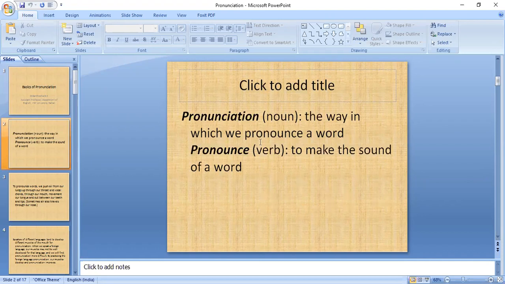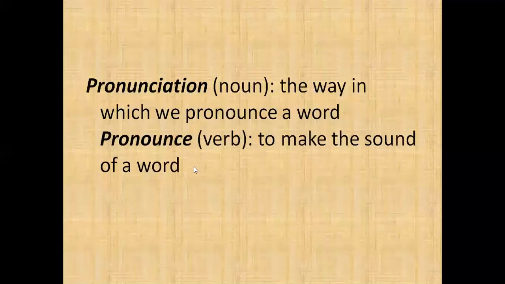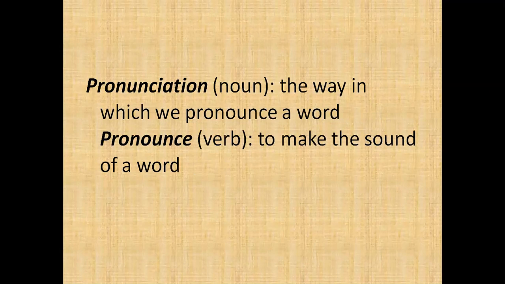So you can see here in the slides, there are two important words. One is pronunciation and one is pronounce. Pronunciation is a noun and pronounce is a verb. Pronunciation is the way in which we pronounce the word. The verb pronounce means to make the sound of a word.